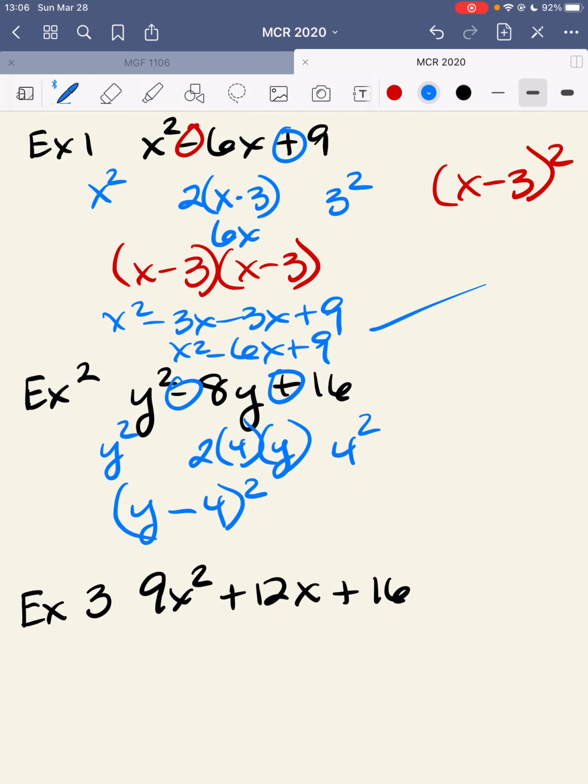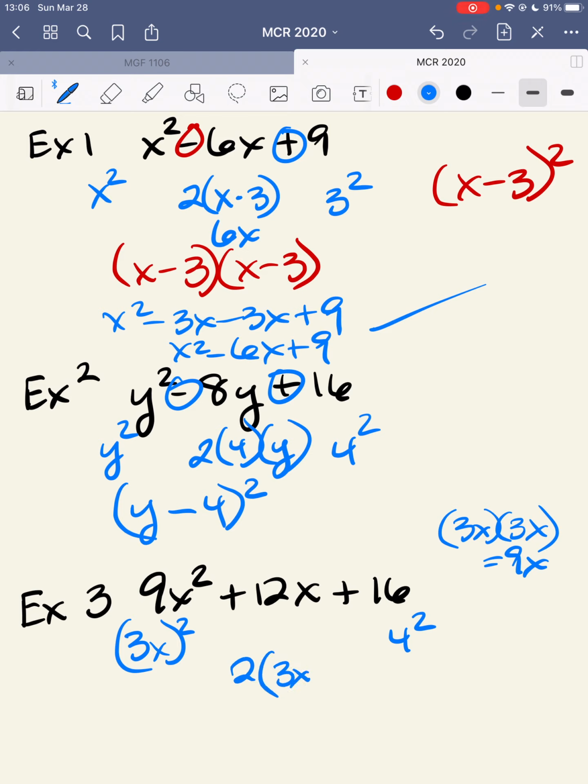All right, 9x squared plus 12x plus 16. Remember, your first job is to check whether the front and back are perfect squares. Okay, so the front is 3x squared. Remember, that means that's 3x times 3x, which is 9x squared. 16 is 4 squared, and is 12 2 times 3x and 4, the bases? Okay, 3 times 4 is 12. All right, so is this a perfect square trinomial?